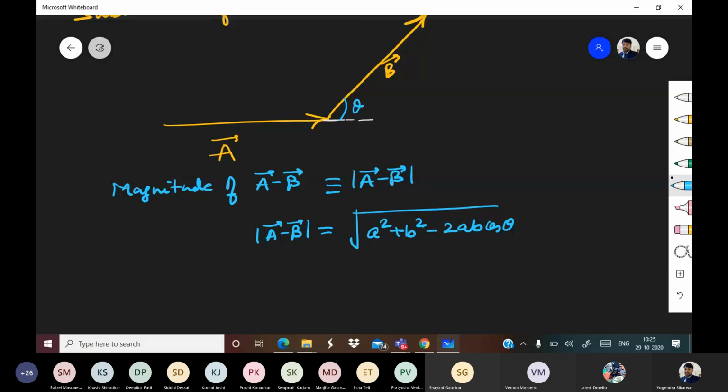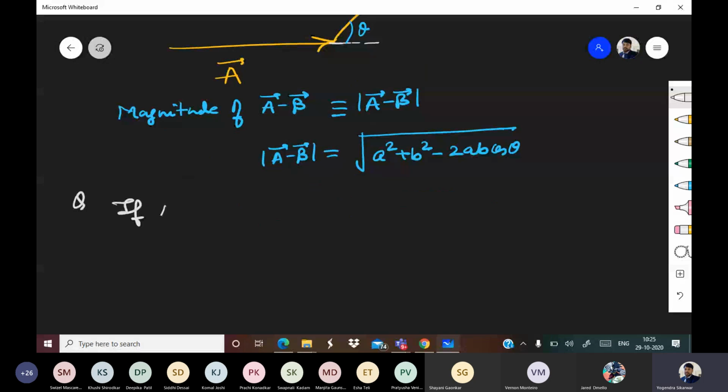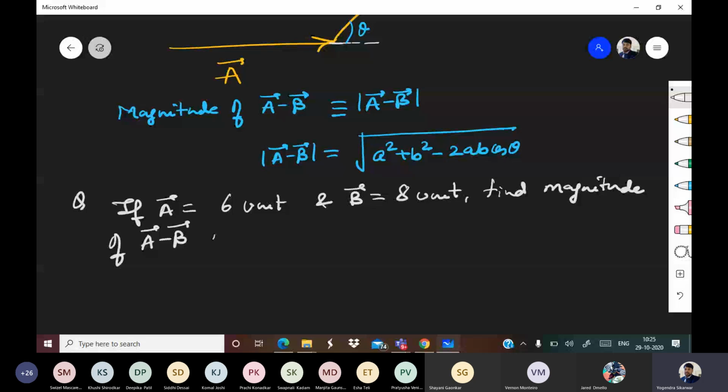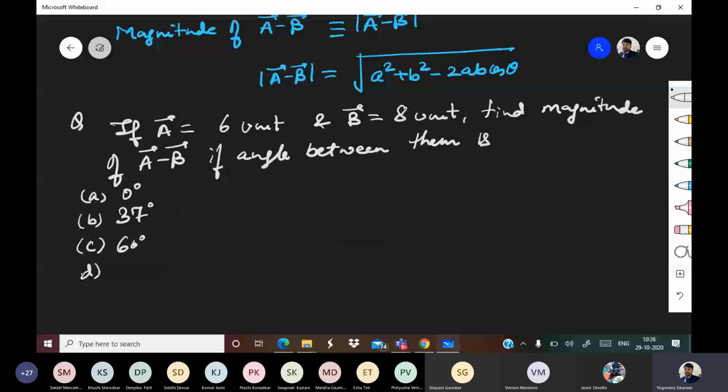Question. If A vector is equal to 6 unit and B vector is equal to 8 unit, find the magnitude of A vector minus B vector if the angle between them is A, 0 degree, B, 37 degree, C, 60 degree, D, 90 degree, E, 180 degree. Please solve.